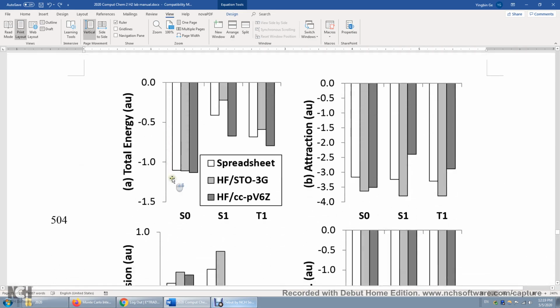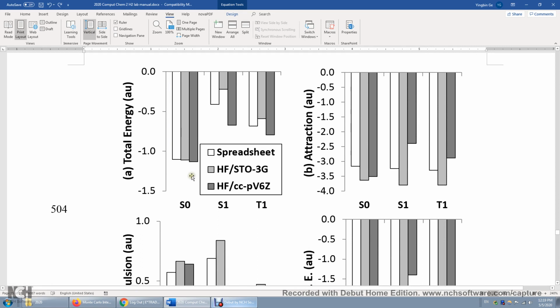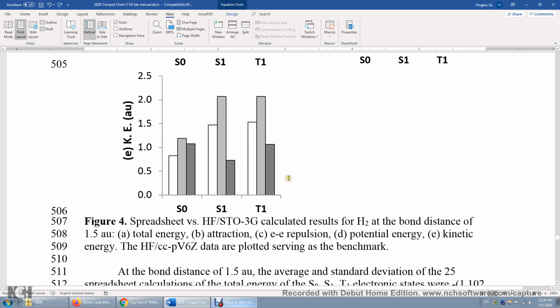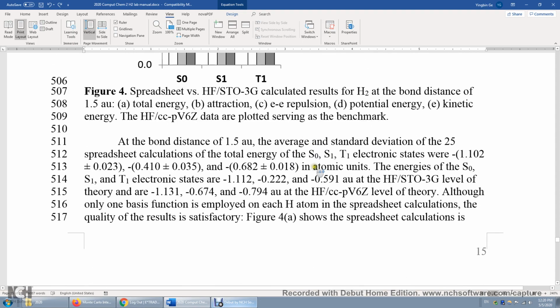Finally, I want to show you some other Excel spreadsheet graphs. This is the total energy comparison. Over here, attraction. You have the ground state, singlet excited state, triplet excited state, and I'm comparing our spreadsheet calculation with Hartree-Fock calculations with a small basis set and a very large basis set. These two are done with Gaussian or GAMESS, I forgot. Just one of the two computational chemistry software packages, and we also have electron repulsion, the potential energy, kinetic energy, et cetera, et cetera. All right, so let's see.